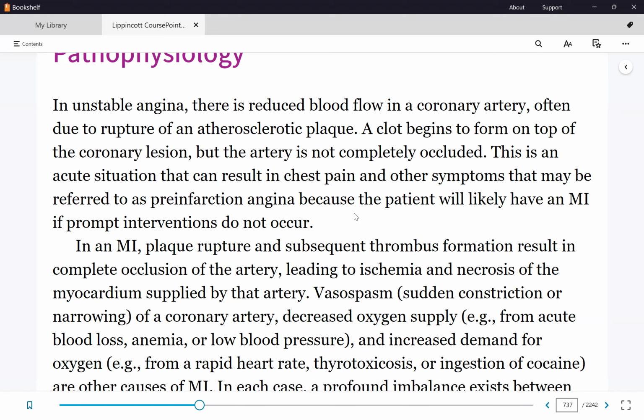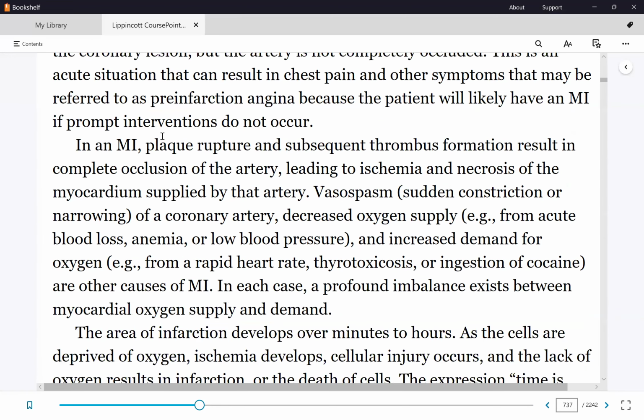There is nothing that preceded the chest pain. The patient was just resting, watching TV, eating popcorn, and the chest pain came on. Okay, there was no provoking event. Okay, there was no trigger. Unstable angina.